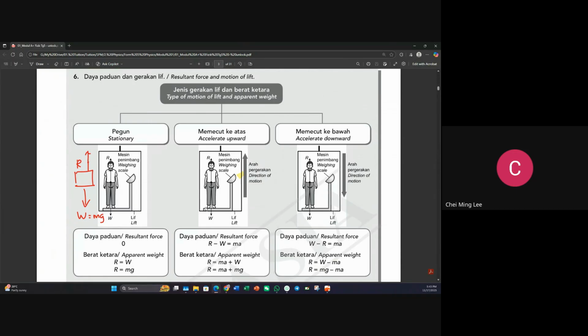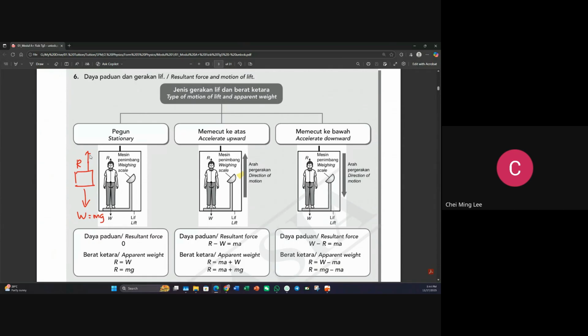When you stand on the weighing station, you still see your weight. It doesn't say zero; you yourself have weight there. Let's say this is you. You have W equals mg because of your weight, but the resultant force is zero. Your apparent weight, remember Newton's third law, action and reaction: when we have an action going downward as weight, we will have a normal force acting in the opposite direction as R. So this R is actually your normal force.